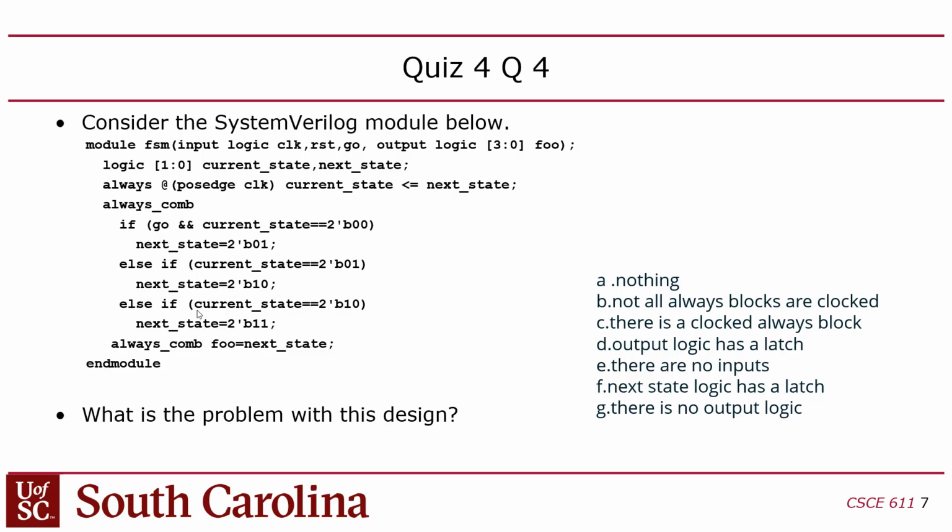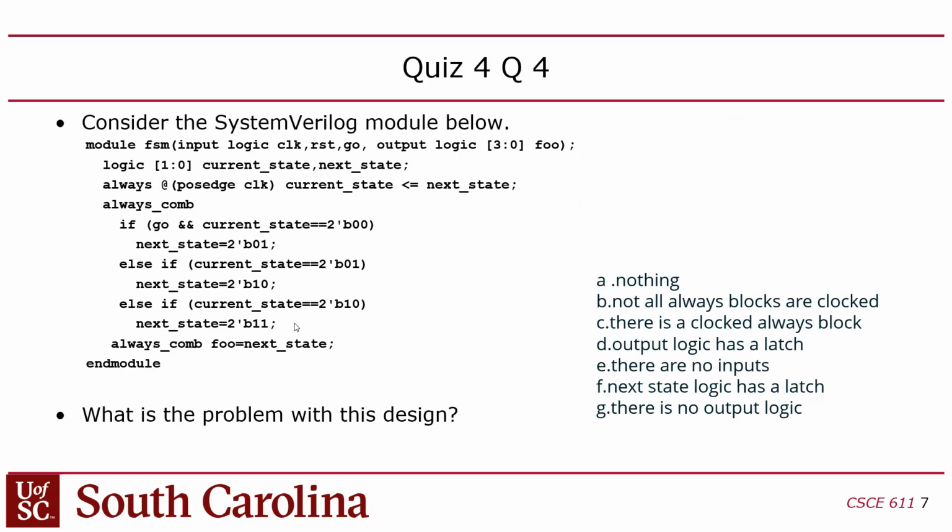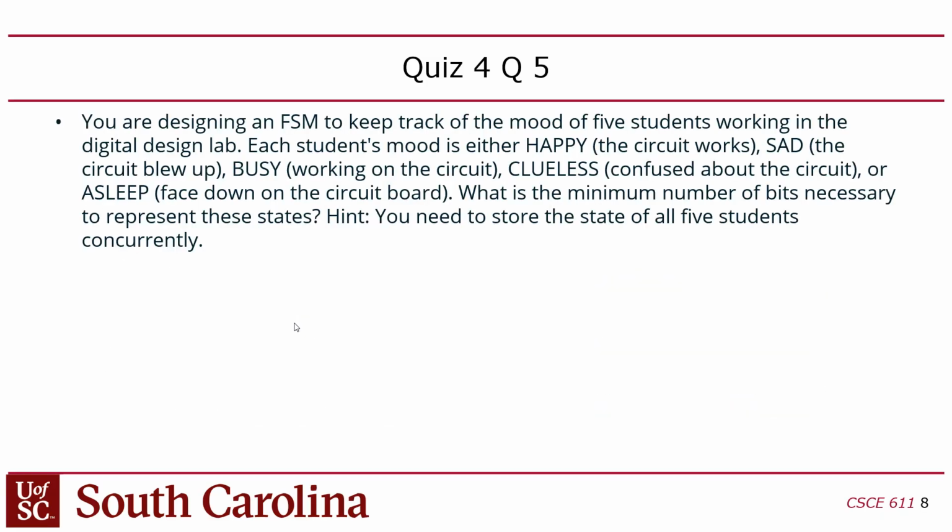So that's correct. There are no inputs. Yeah, there's an input. Go is the input, and there's no output logic. There is. So yeah, the next state logic has a latch. But I guess did I not catch the width difference there? I guess I didn't catch that, because foo is 4 bits and next state is 2 bits. I guess I missed that myself. But yeah, so the answer there would be F, right?